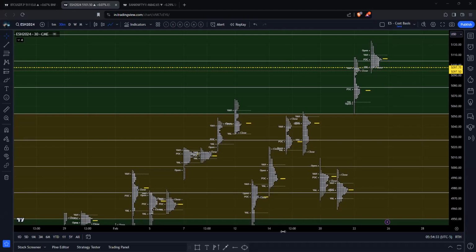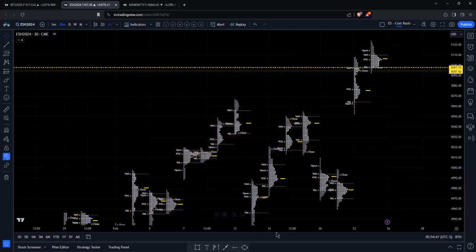Hey guys, welcome to today's analysis for ES and next week. What are the things I'm looking at? So currently I'm sharing the RTH chart. Let me just hide the balance zones.